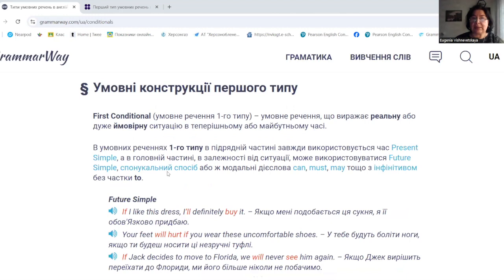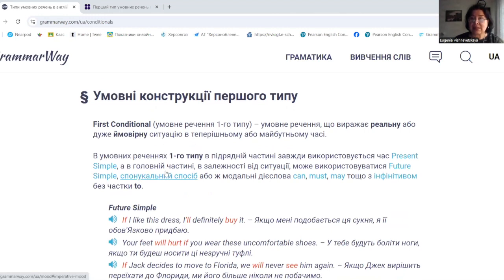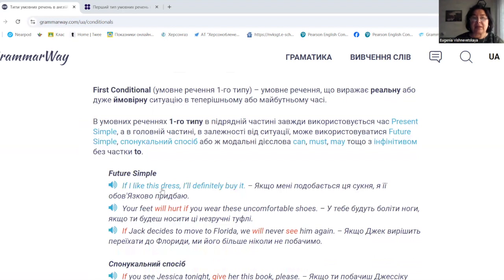Conditional number 1. This is a complex sentence that consists of two parts, the main clause and the subordinate clause. The subordinate clause is the condition which is real for the present moment. For example, if I like this dress, I will definitely buy it. It will really happen if I like this dress. So this condition is real.